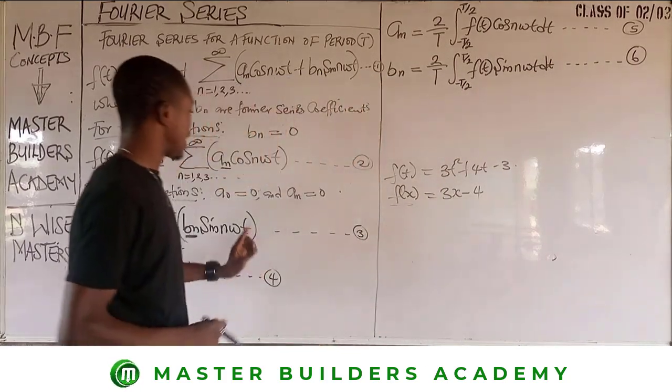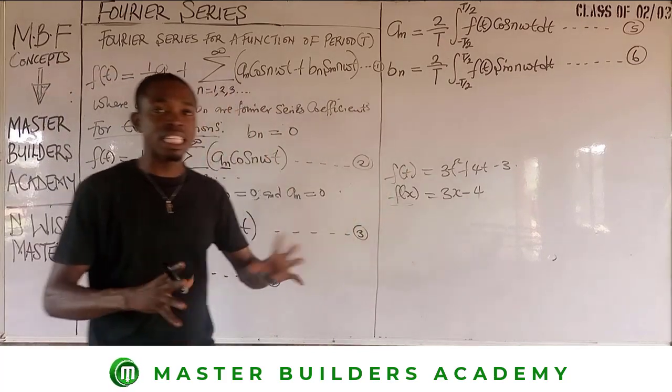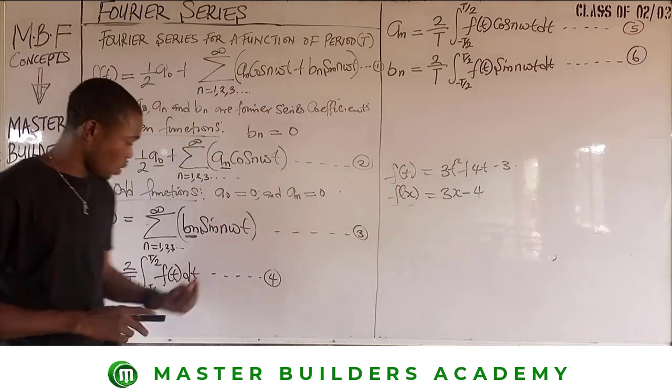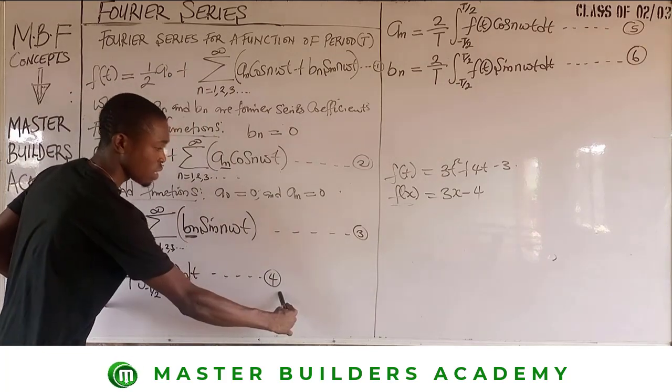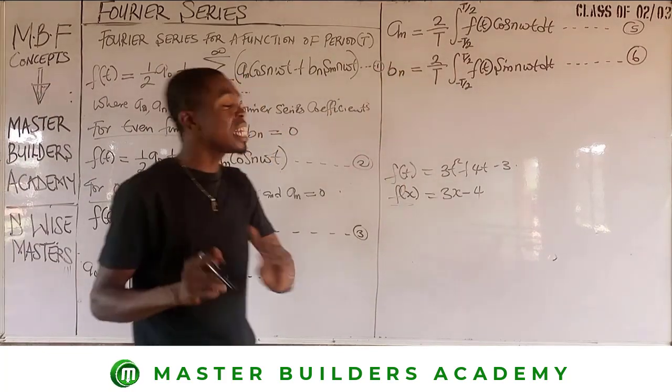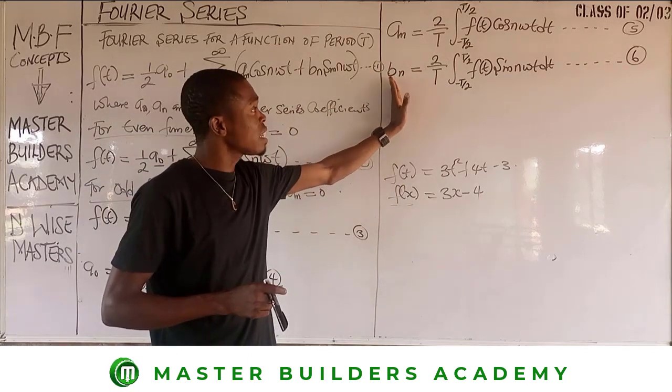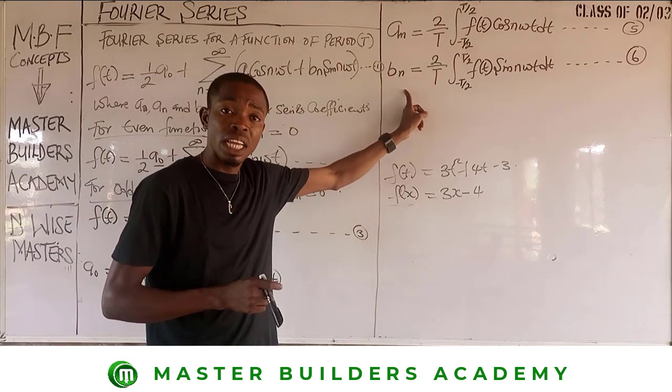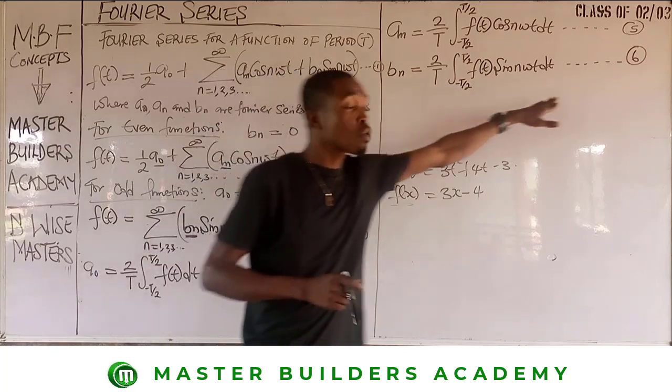So you find out that anytime I need to obtain the value of a naught, I'll make use of this equation. Anytime I want to obtain the value of an, I'll make use of this equation. And finally, when I want to obtain the value of bn, I will calculate for bn using equation 6.